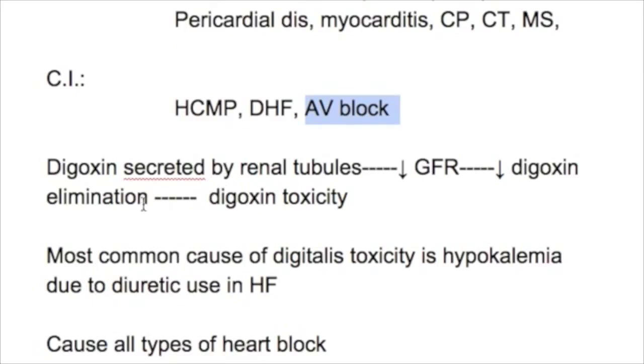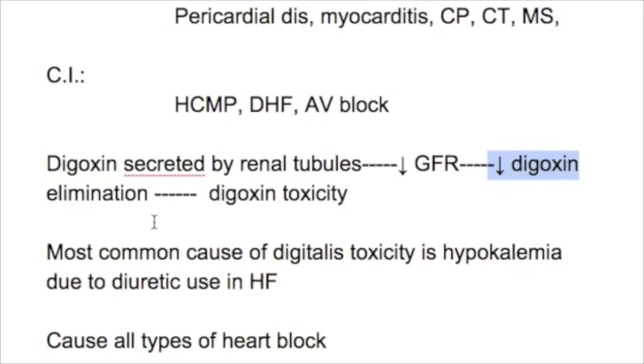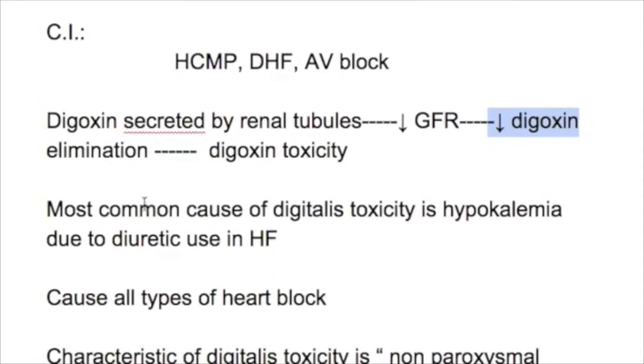Why is there digoxin toxicity in renal failure? Digoxin for excretion is secreted by the renal tubule. So when there is a decrease in GFR, that decreases the digoxin elimination and increases the digoxin toxicity. What is the most common cause of digoxin toxicity? Hypokalemia due to diuretic use in heart failure.